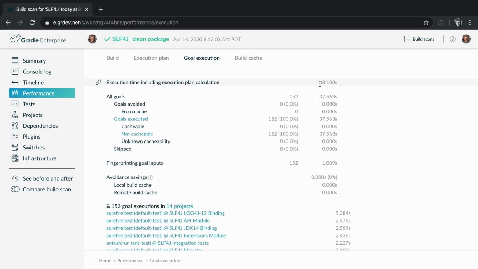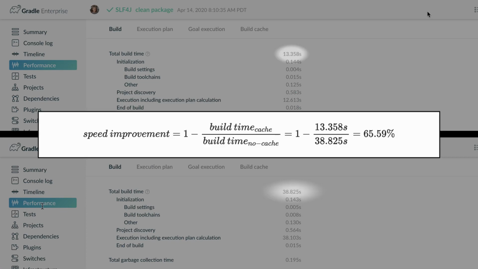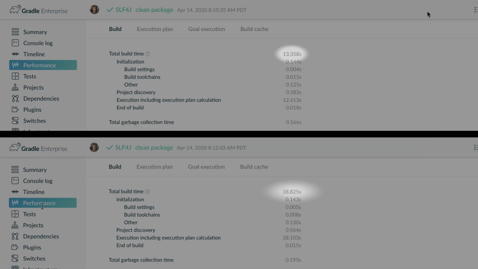The build scan tells us that it took 38 seconds to execute the same 152 goals, with zero of them being retrieved from the cache. We have a difference of 38 seconds to 13 seconds, which is a reduction by 65%. Keep in mind that this build has not been optimized yet for best cacheability. Those results are what we're getting right out of the box.